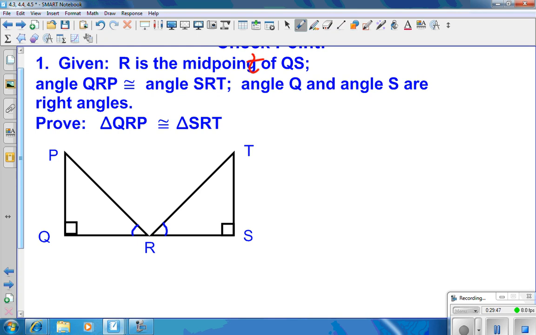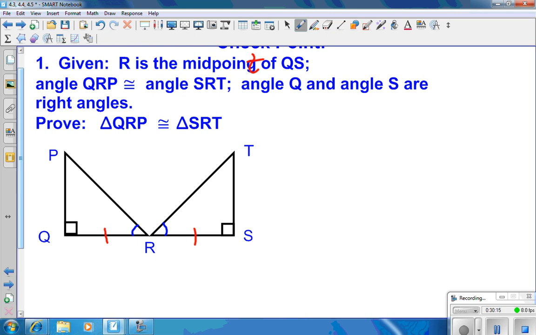Now what's midpoint mean though? It's in the middle of those 2 points. All right, what else do we know? When it's in the middle, what do we know about QR? Good. So QR and RS are equal, and I get to mark that. Angle Q and angle S are both 90 degrees, and angle QRP and angle SRT are the same.